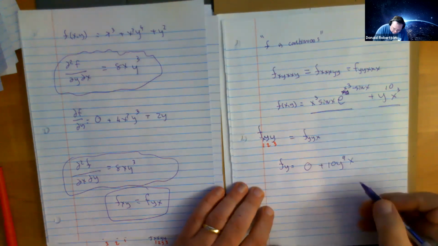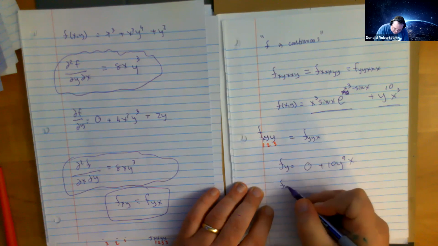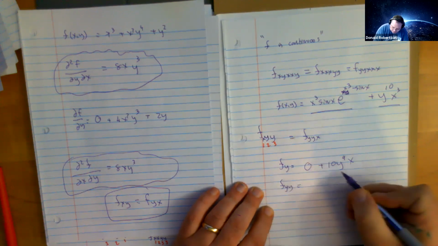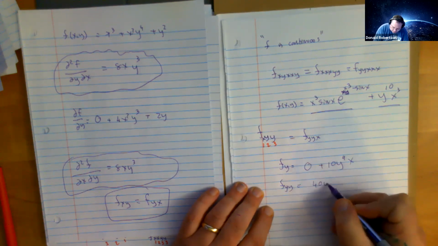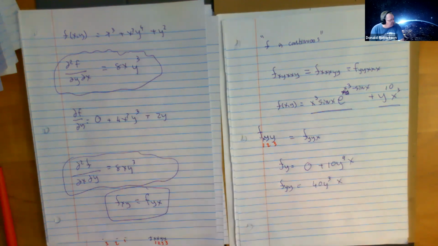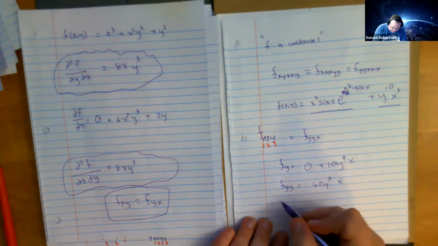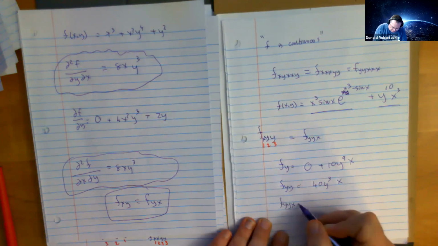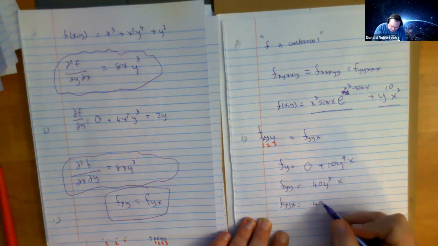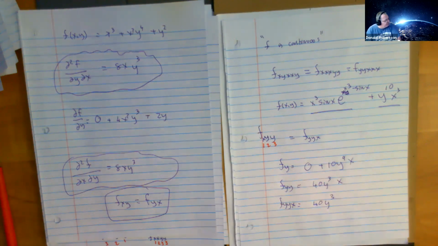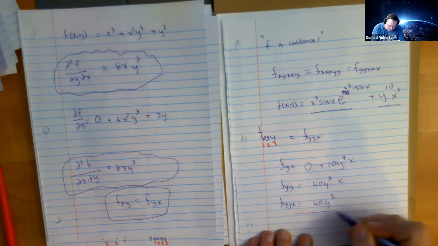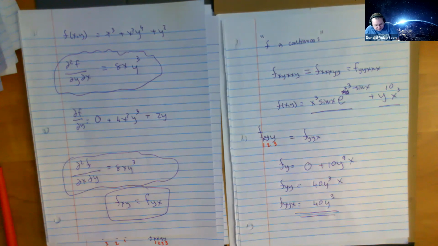Now, can you differentiate this guy again with respect to y? Yeah. And won't you just get 40y cubed x? Now, can I differentiate that guy with respect to x? Yes. Do you see that that third derivative was almost trivial? It was easy, because I used Clairaut.